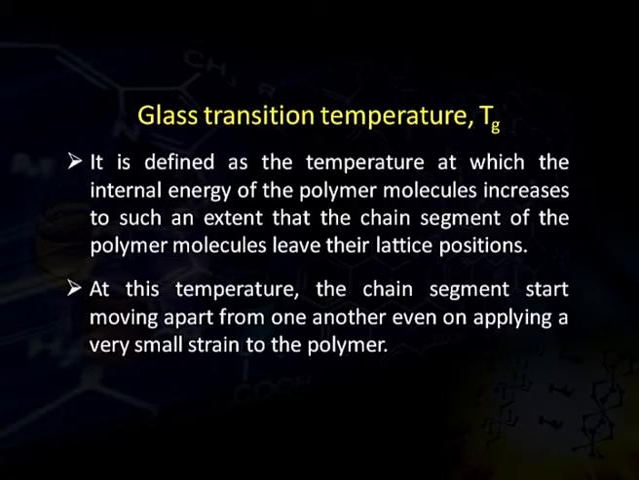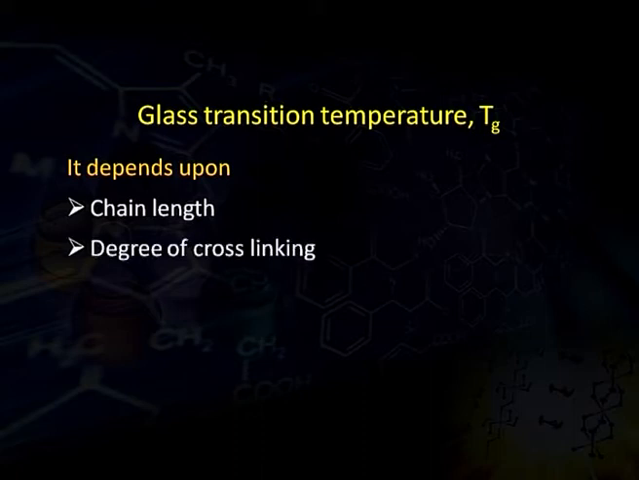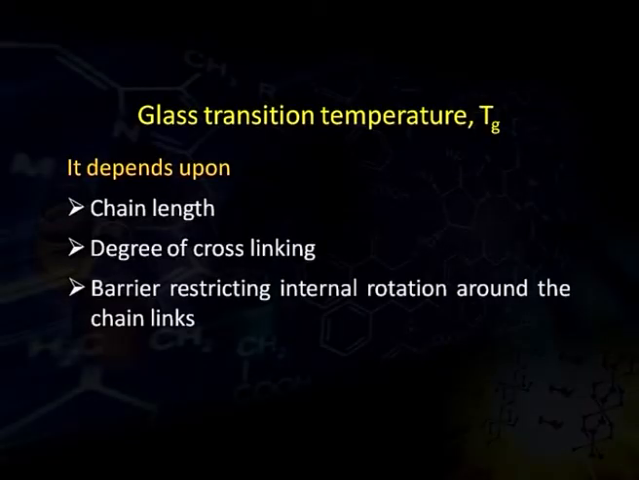The glass transition temperature depends upon the chain length, that is how long is the chain, whether it is a short chain or a long chain. It depends on the degree of cross linking, that means whether it is a linear polymer or a cross linked polymer, and if it is a cross linked polymer, what is the degree of cross linking in the polymer. It also depends on the barrier restricting the internal rotation around the chain links. That means if we have a polymer, then it is not easy to rotate the polymer. There is some barrier which stops its rotation. So, it depends on that barrier.